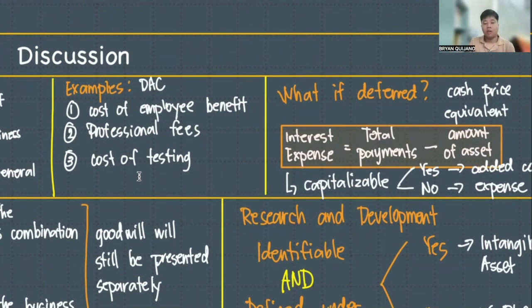Here are examples of directly attributable costs. If you can account for the cost of employee benefits and professional fees that are directly related to bringing the asset to its working condition, then you're going to include those two costs. Then, if the cost of testing is necessary for you to check if the asset is functioning properly, then you will include the cost of testing in the intangible asset.